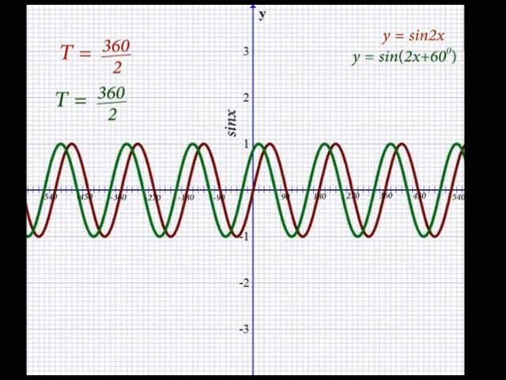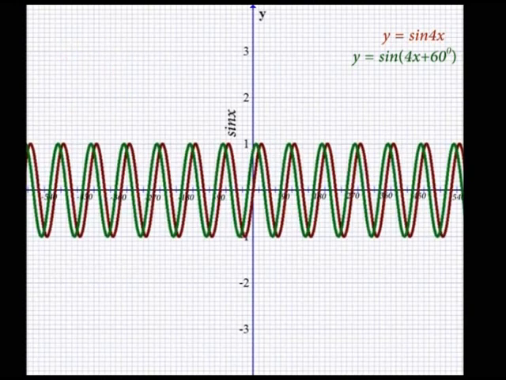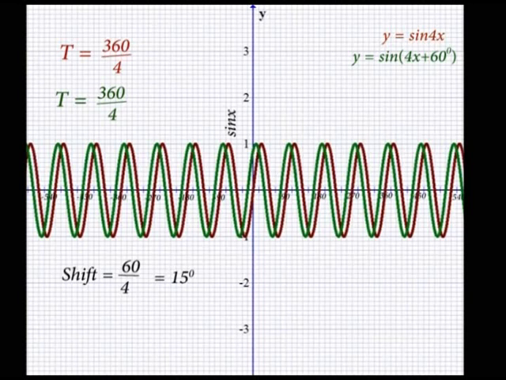In simple terms, to get the shift, we also divide the c value by b. That is 60 over 2, which gives us 30 degrees, and that is our shift. If we had sine 4x and sine 4x plus 60, the period will be 360 over 4, that is 90, and the shift will be 60 over 4, that is 15 degrees, and you can see that from the graph.